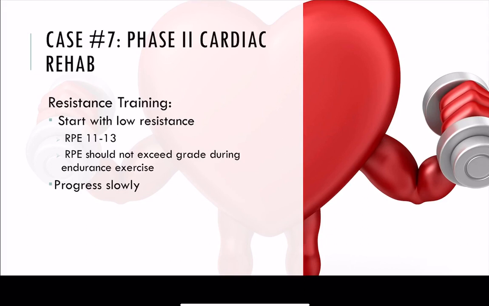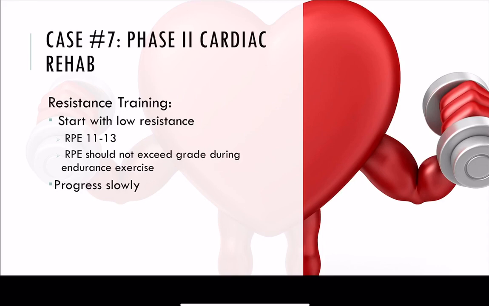The recommendation when you're doing strength training in cardiac rehab phase 2 is to start with low resistance, so RPE of about 11 to 13. This next piece is a really good way to prescribe strength training so patients can be independent in progressing themselves. Their RPE during strength training should never exceed the RPE they rank themselves at during the endurance exercise.